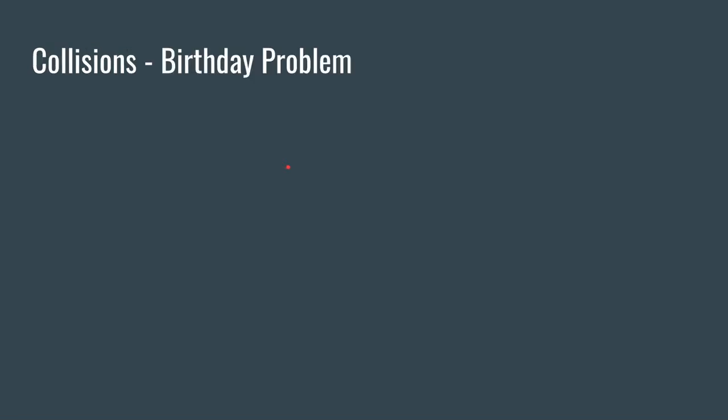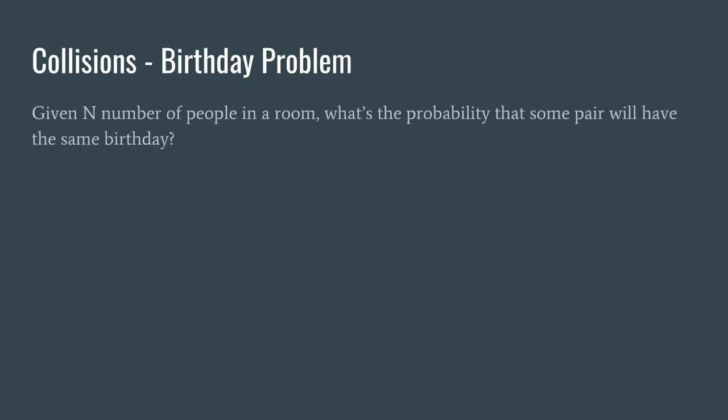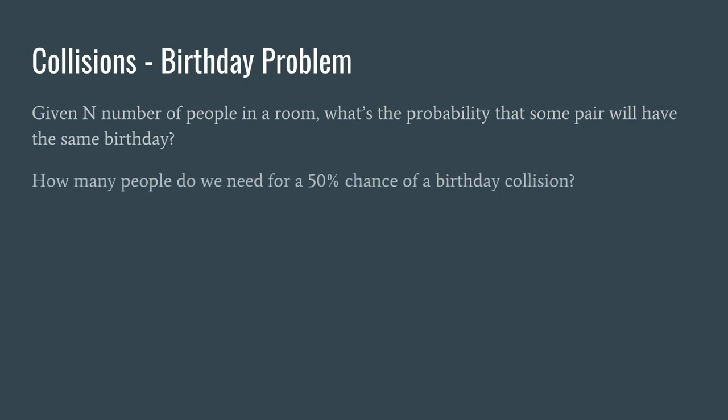Let's talk more about collisions, since that seemed to be the main difference between these different families of algorithms. To discuss collisions, we're going to be discussing the birthday problem. The way this problem is framed is, given n number of people in a room, what's the probability that some pair will have the same birthday? Or to word it slightly differently, how many people do we need in the room for a 50% chance of a birthday collision?